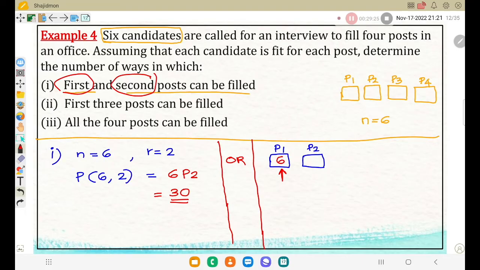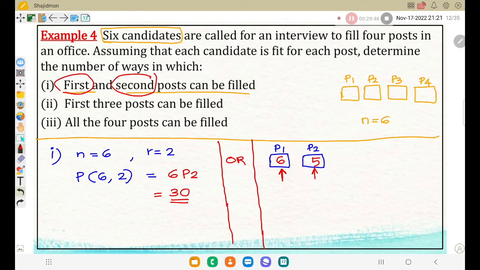Correct? Either the first person or second person or third person, like that 6 persons are there. So 6 possibilities are there. Now repetition is not allowed. Correct? One person appointed to the first post means that person cannot be in the second post, second job. Correct? So how many ways can we fill the second post? 5 ways. Correct?